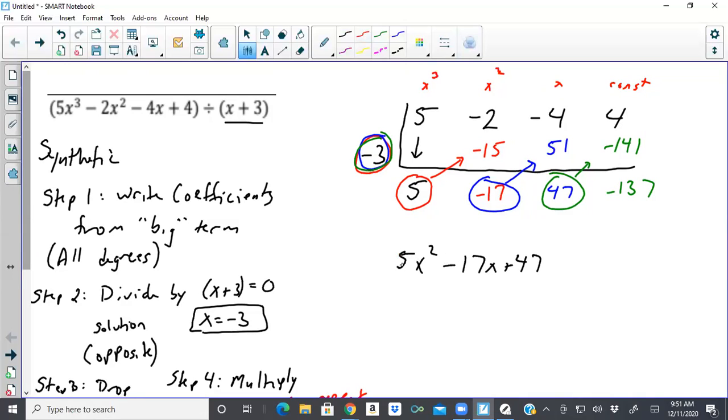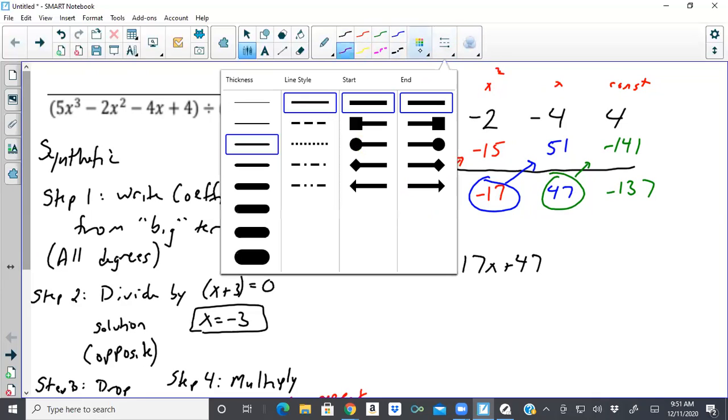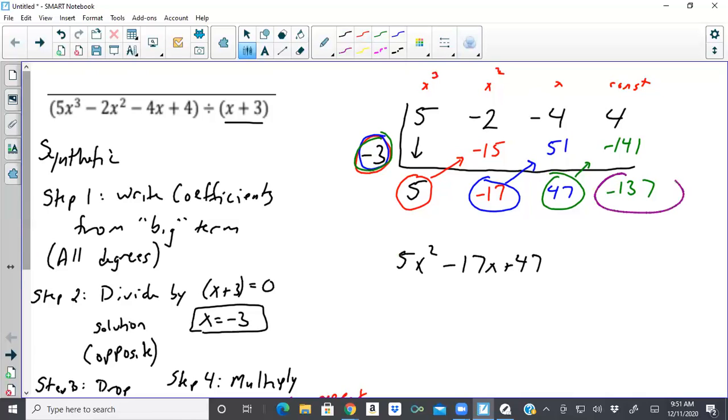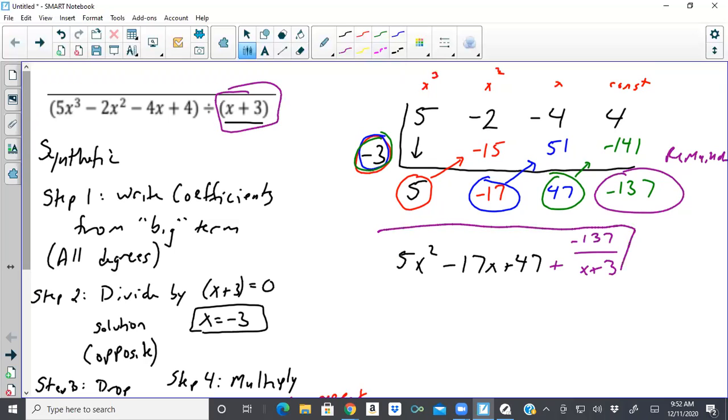And now since I'm out of terms, this number right here is my remainder. And you're going to do the same exact thing that you did before. So I'm going to put a big plus sign, and then put your remainder over what you originally divided by at the very beginning. This is the thing that we're dividing by, x plus 3. And this is my final answer.